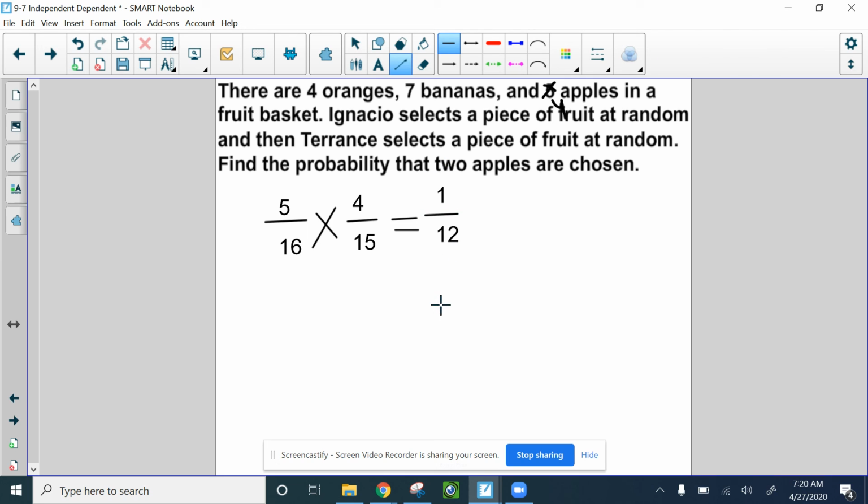Today, you're going to be doing some work with figuring out independent and dependent events on IXL. And then you guys are going to be doing a quick Google slide where you're going to calculate 10 problems like this. Let me know if you have any questions.